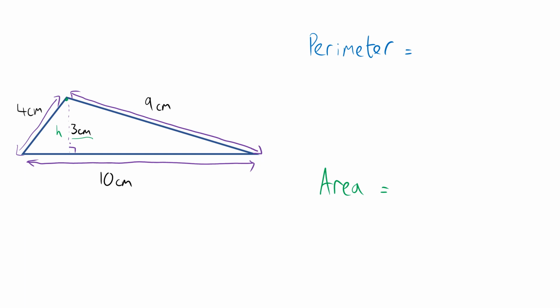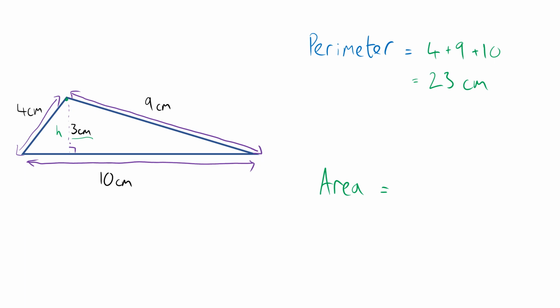So when we're finding the perimeter, we need to measure the 3 sides of the shape. So that is a 4, a 9, and a 10. And if I add those together, I get 23. I don't need to include the 3 centimeters, and that's because that is not one of the outside sides of the shape. So the units for this happen to be centimeters, seeing as all my lengths are in centimeters.